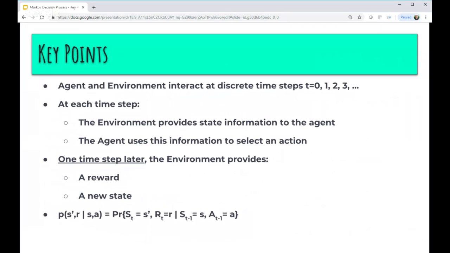One time step later, the environment will then provide back to the agent a reward and a next state that it will go to. So in summary, at the bottom there, you see a pretty important equation for defining p of a next state, which is termed S prime here, and a reward given a current state and an action. It's equal to the probability that you'd find yourself in that next state and get that reward, given that you're in the current state and that you take that specified action in the current state.